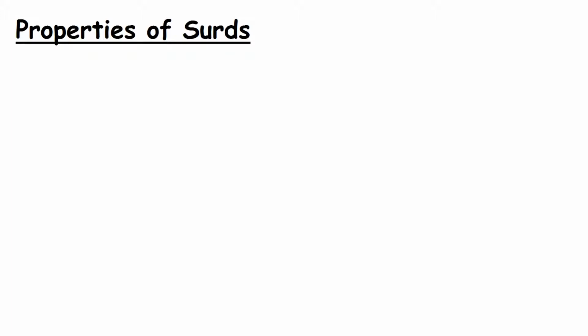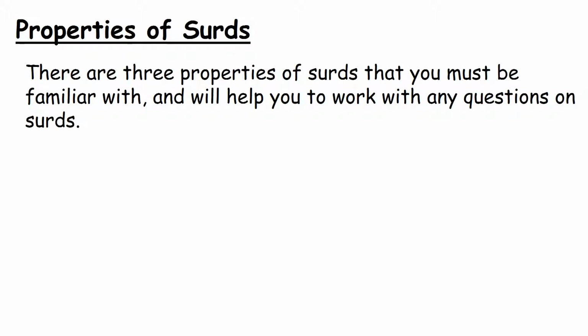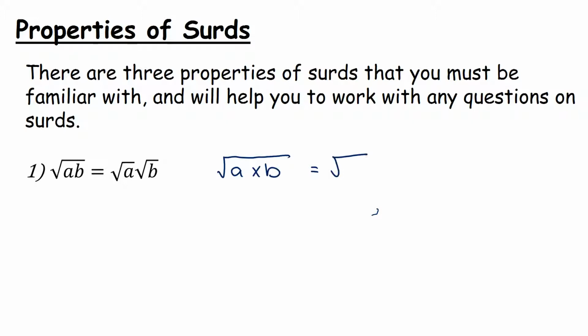So looking at the properties of surds now, there are really three that you need to know and you need to be able to work with. If you have the square root of AB, which means A multiplied by B, you can separate that out. It's the square root of A multiplied by the square root of B. So if you think of it like this, I have A multiplied by B. That's the same as the square root of A multiplied by the square root of B. You could look at this as the multiply can happen underneath the square root or outside the square root.